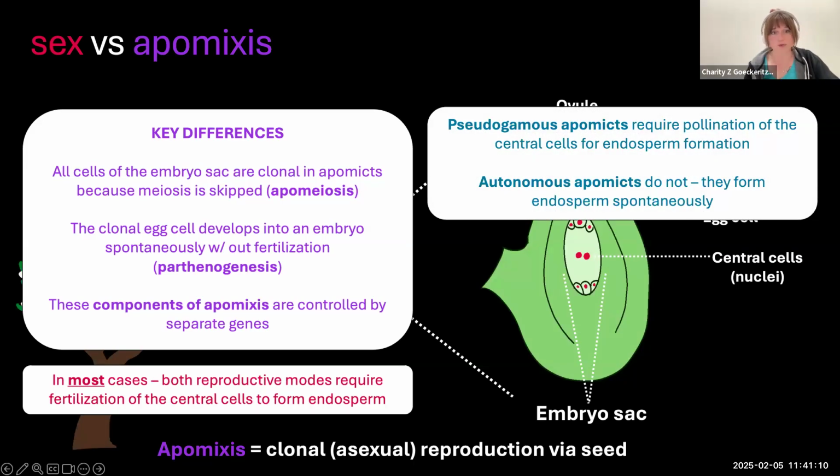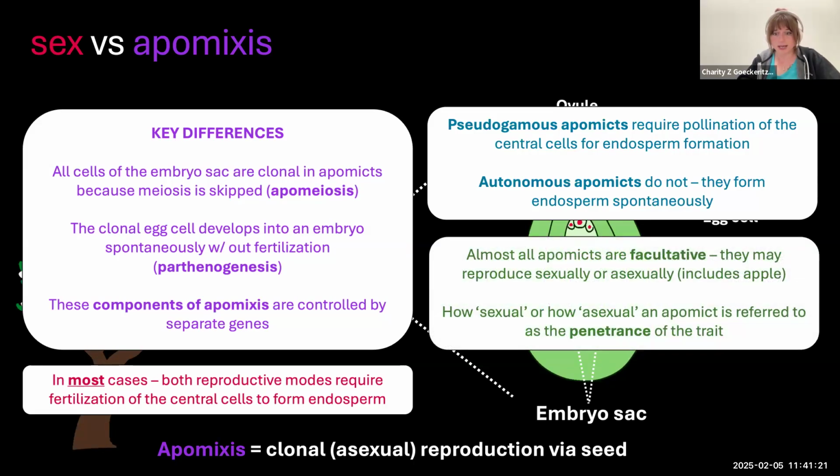Some other terms we have to go through: pseudogamous apomicts require pollination of the central cell for endosperm formation, but autonomous apomicts do not. And finally, we have to address the fact that almost all apomicts are facultative, meaning they can reproduce sexually or asexually. This includes apple. How often an apomict does one or the other is referred to as the penetrance of the trait, and it's a hot topic in the field that we honestly don't understand very well.